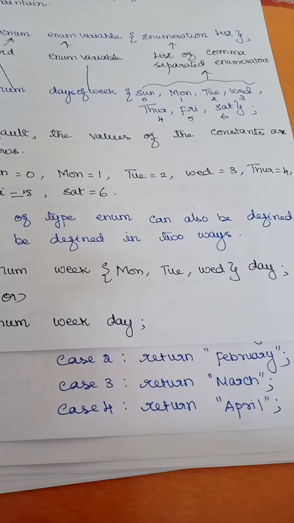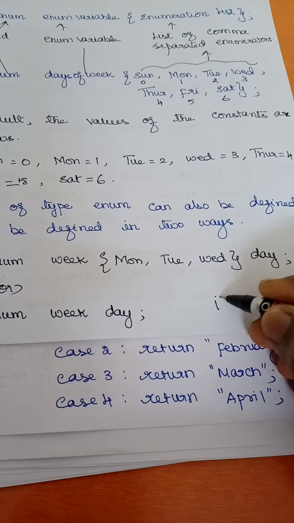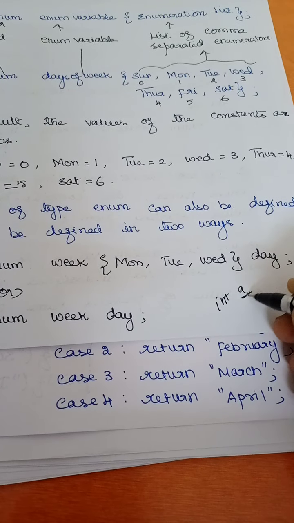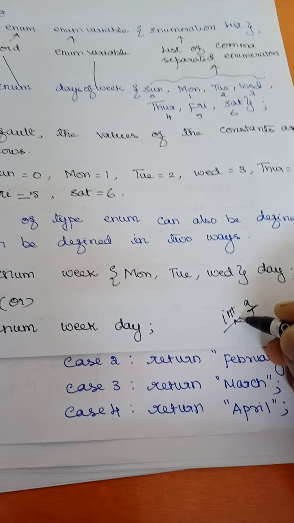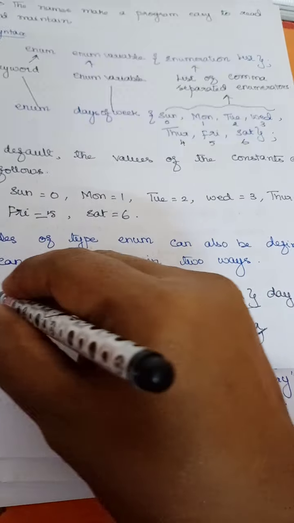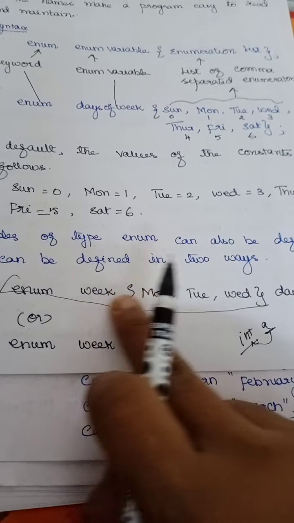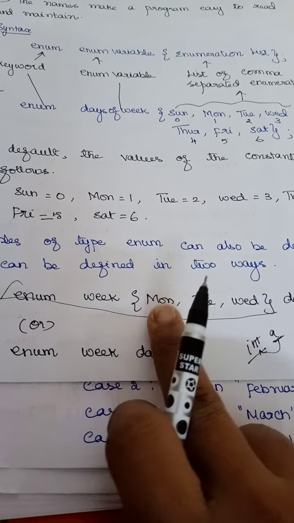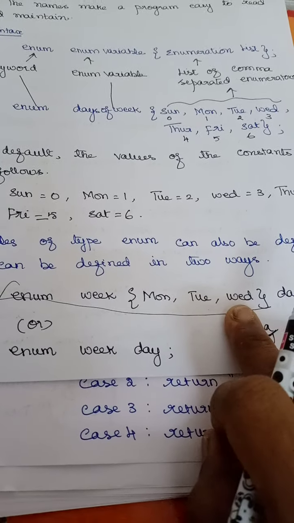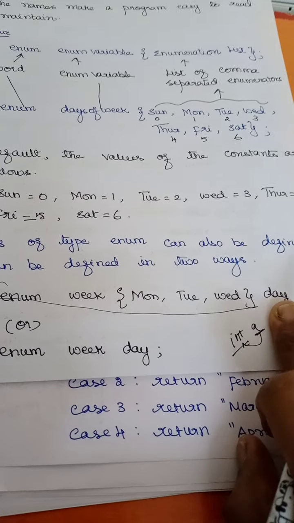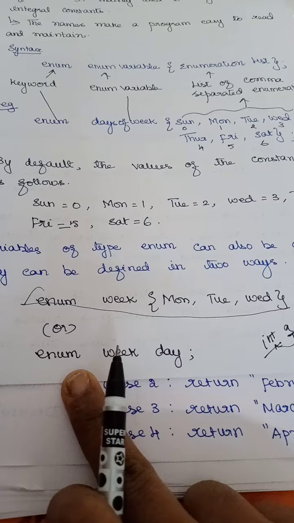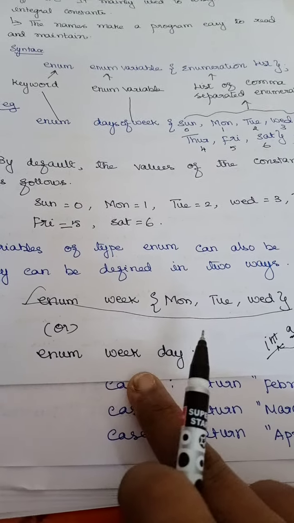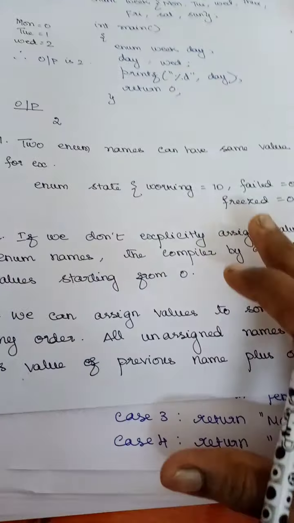How will you write int a? Int a means a is going to be of type integer. So here this entire thing is going to be of type enum. Is that clear? So enum week, it is going to take the enumerators, and then I have a variable. Or else you can also write it in the next line, enum week day. Now we'll see one small program.